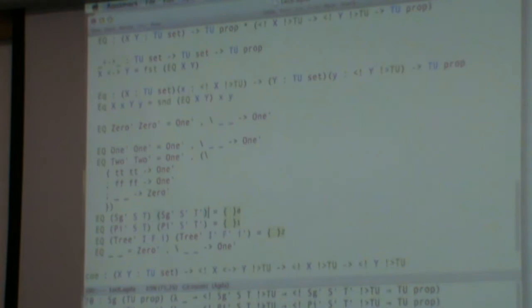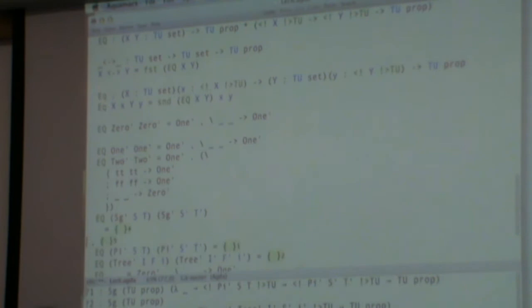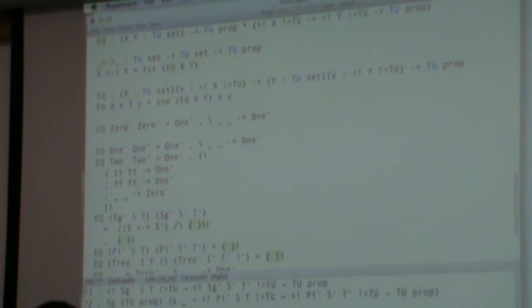Okay, so let's move on to Sigma. So, first of all, we have to answer the question, when are two Sigma types equal? Well, when they're equal component-wise. So how do we spell that out? Well, S has to be equal to S prime. And T and T prime need to be extensionally equivalent. So we need to say whenever you instantiate T and T prime with equal elements of the domain, you'll get equal types.